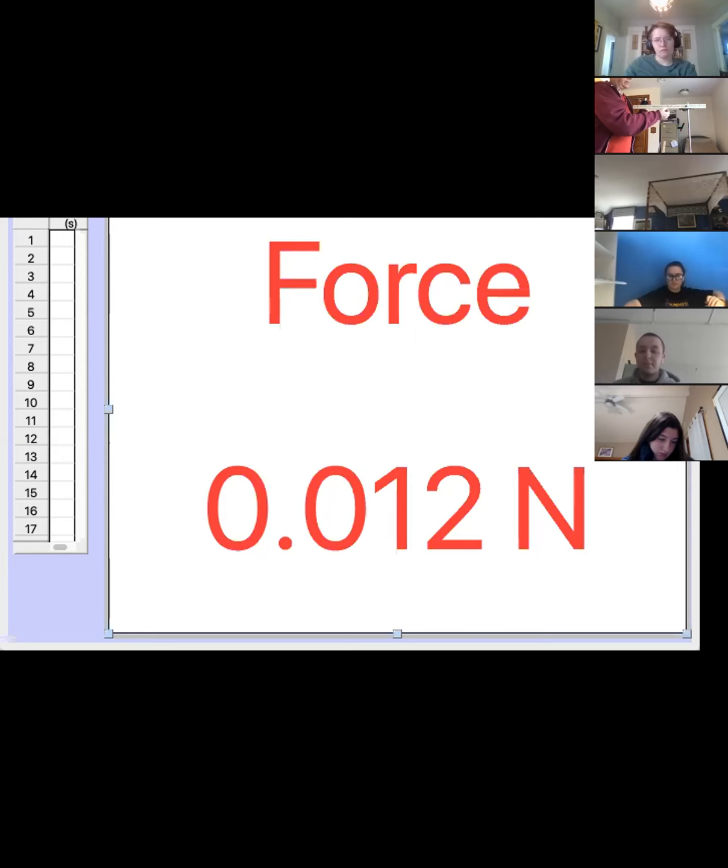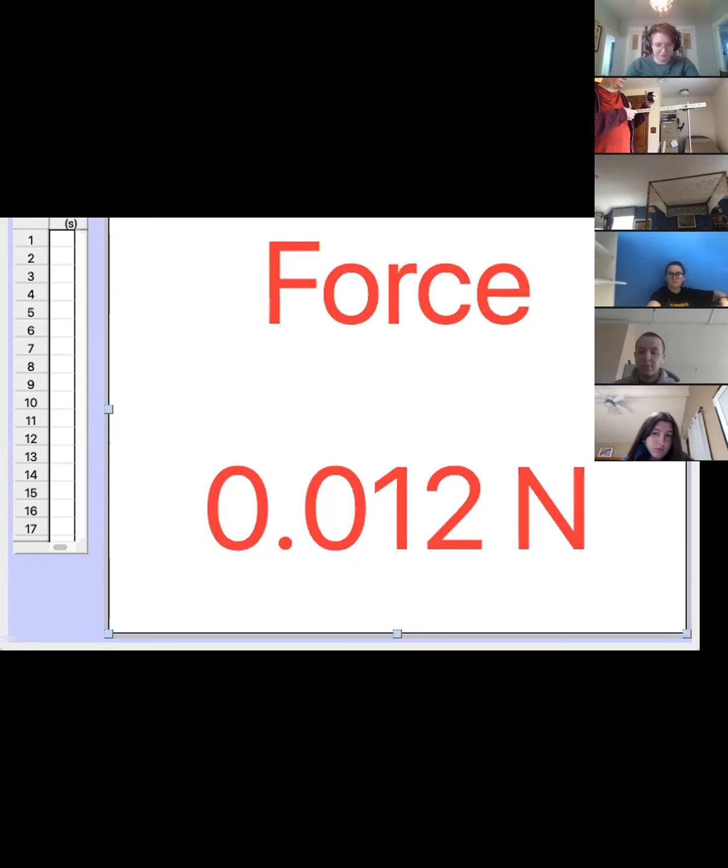But if I double the distance, I only need half as much force to provide the same torque. Now, let's see if that's at least approximately correct. So let me go here. I'm getting about half of what I had before. I was getting between 1.3 and 1.4, and I'm getting about 0.7 now.